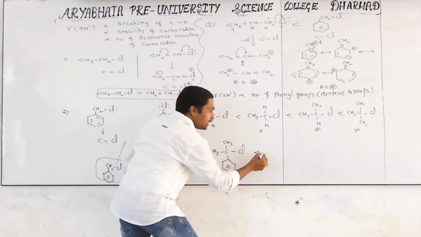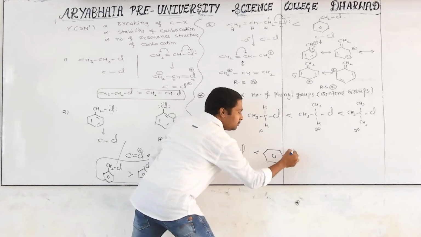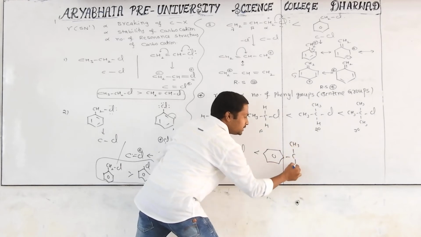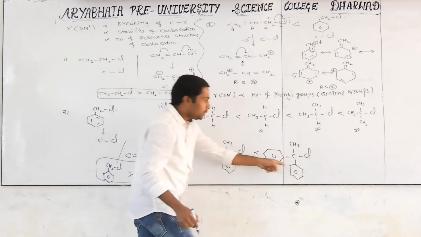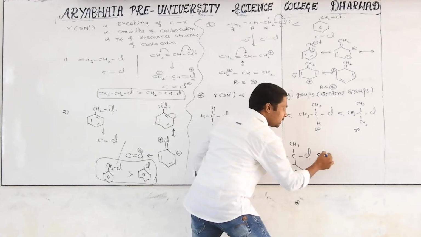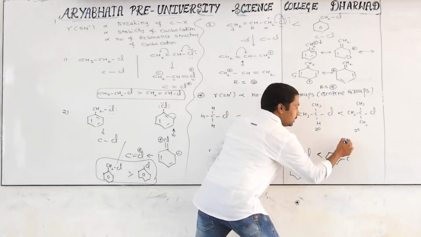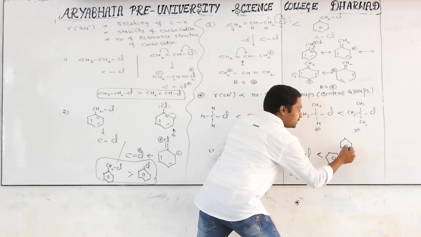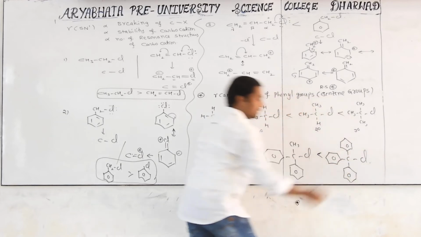Then I am writing one more. Instead of one methyl group, introduce which one? Phenyl group, or benzene, you have to introduce. Compared with two methyl groups, this is more reactive. Then all methyl groups are replaced with benzene. See, after that we are getting like this, and here also like this.